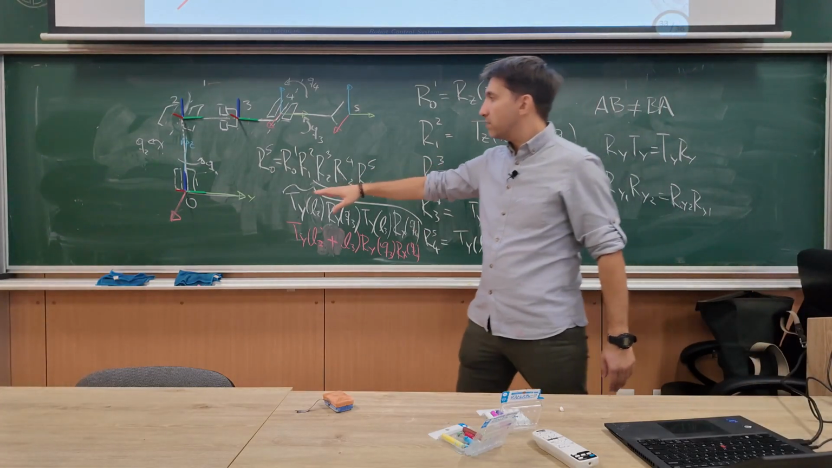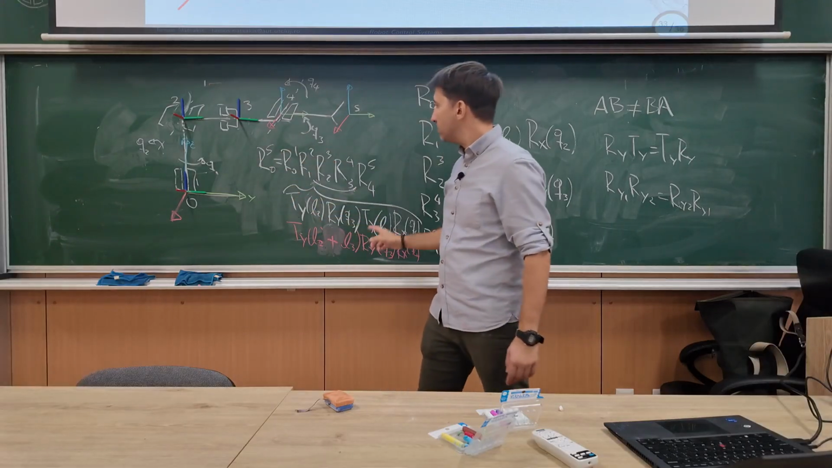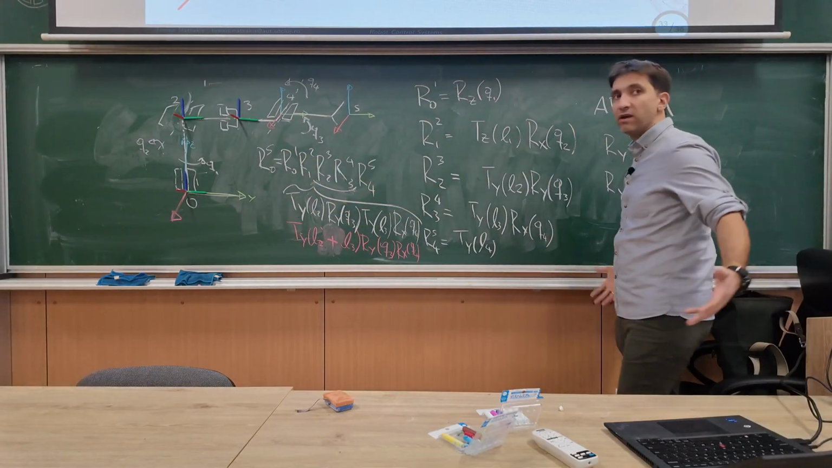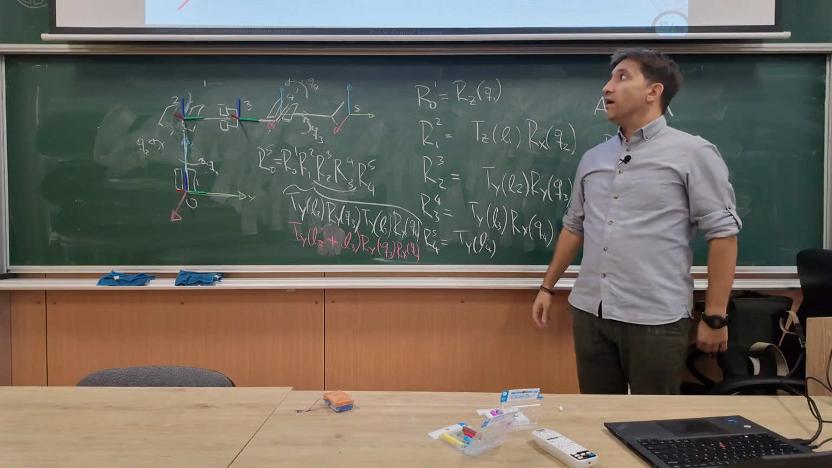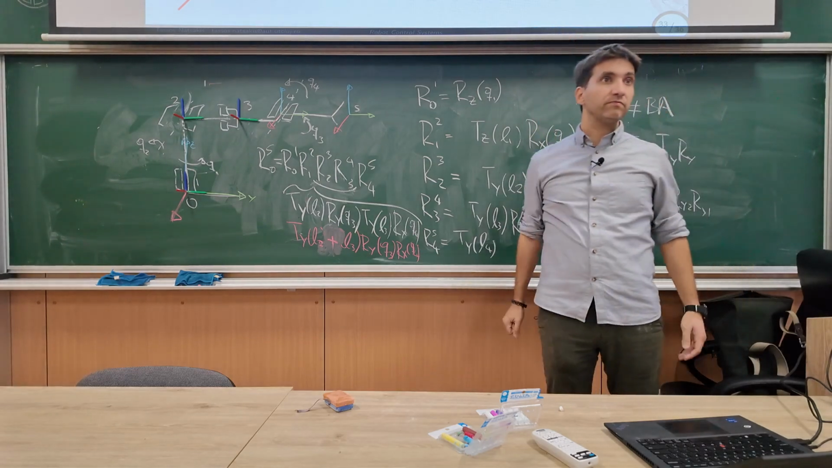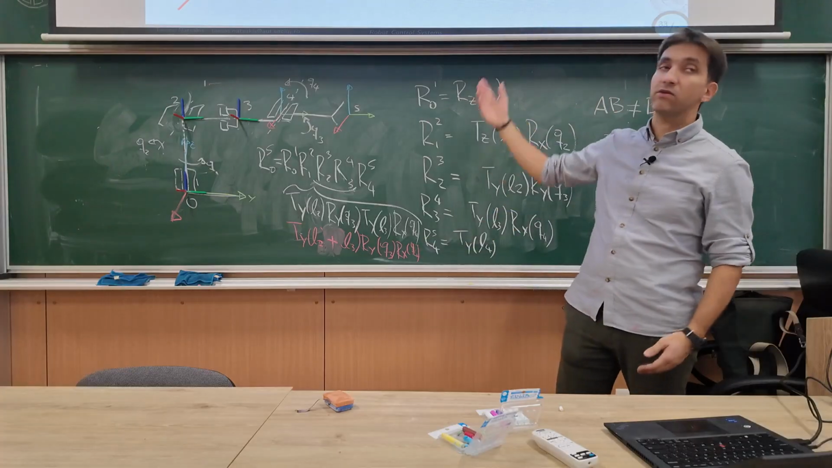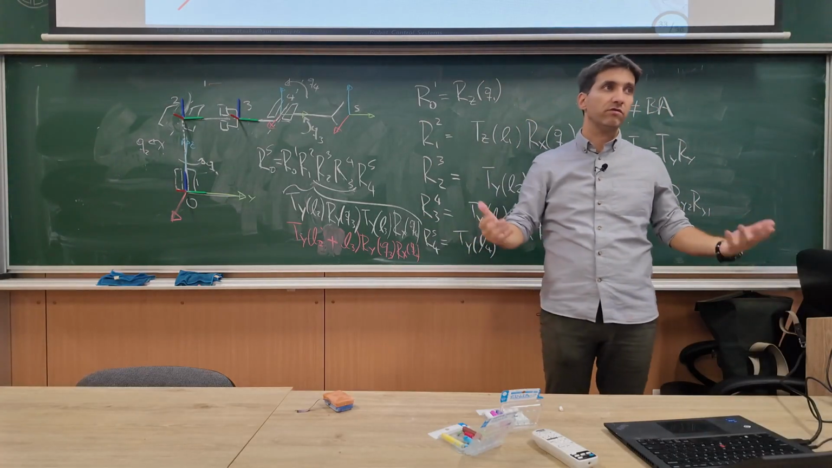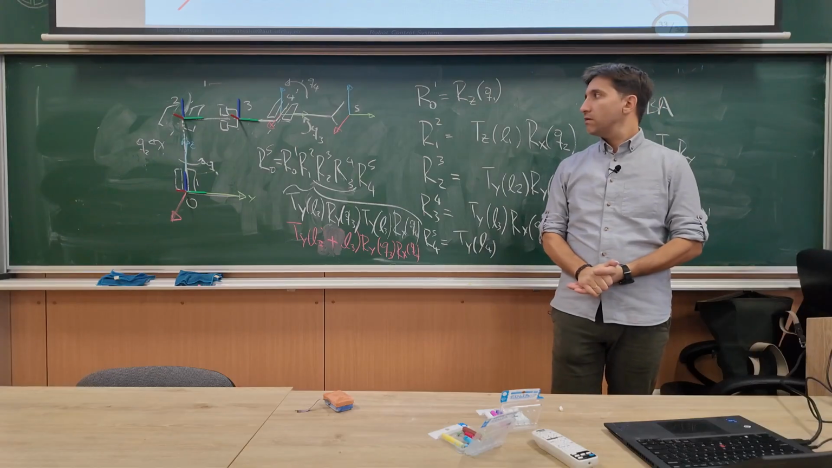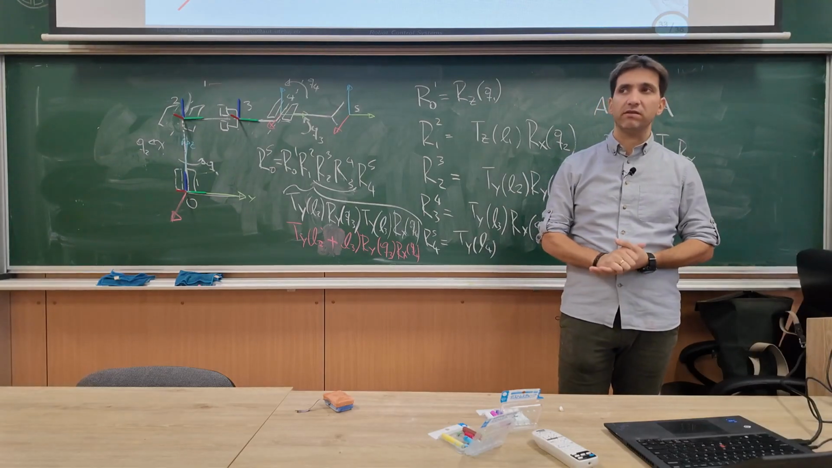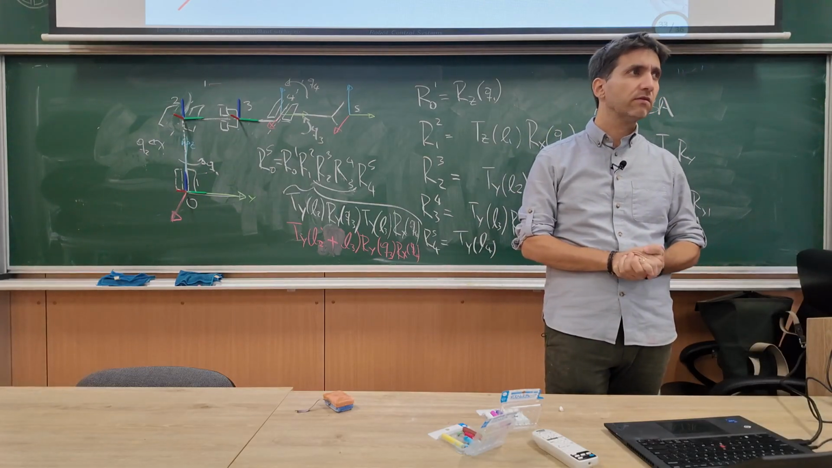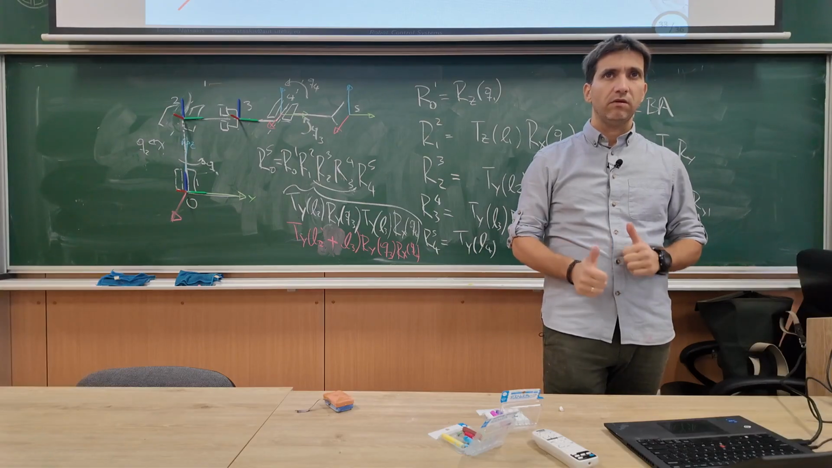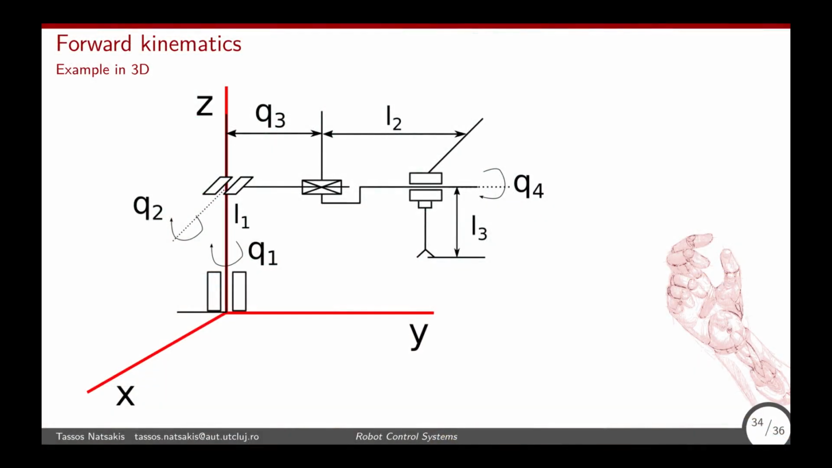So when I want to calculate the pose of the end effector with respect to the reference frame, I take all these matrices, I multiply them together, and I have in the end again a 4x4 matrix, a function of q1, q2, q3, q4 that tells me how the end effector will be orientated and positioned with respect to the reference frame. That's what forward kinematics is about. Any questions? No. Right. One more example in the same way.